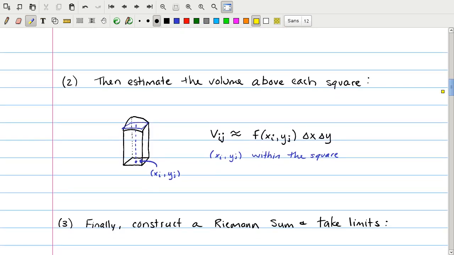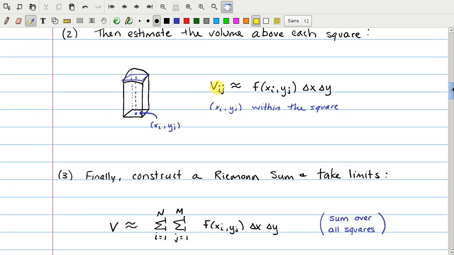Then we estimate the volume within that little piece. We pick a point inside the square, call it x i, y j. There are i rows and j columns of squares. Let's take f of that value and call that approximately equal to the height. And then delta x times delta y is now the area of the square. So we cut the domain into squares of size delta x and delta y, and that gives us small rectangles within the domain. We then multiply the area of that base times the approximate height of the object, and that gives us the approximate contribution from that little slice.